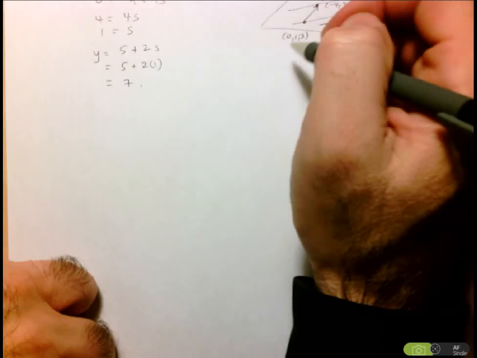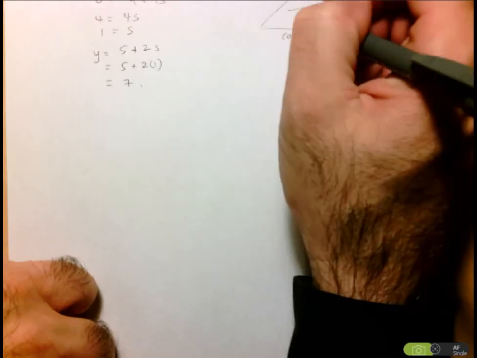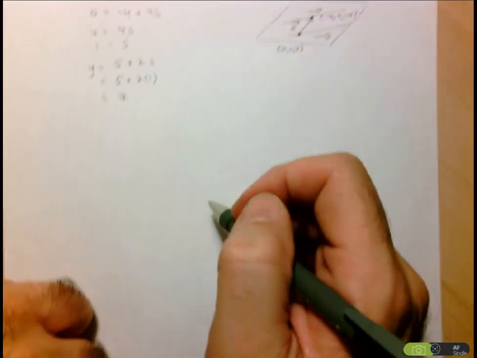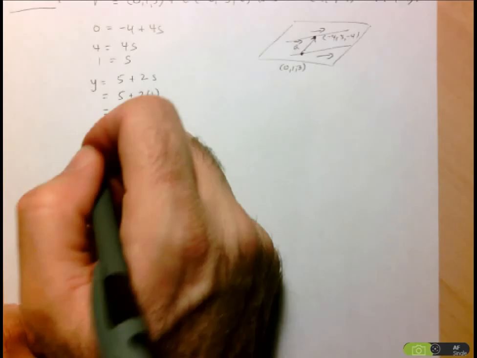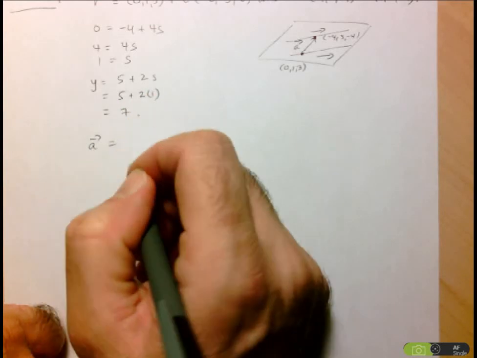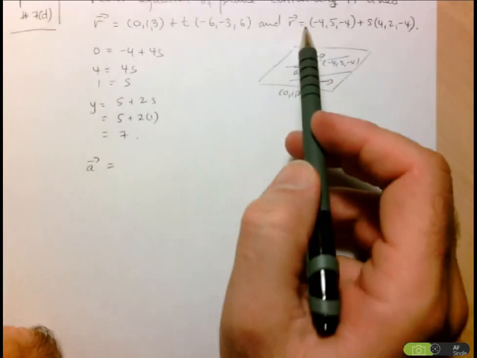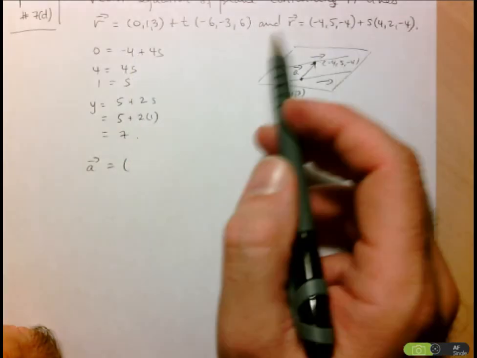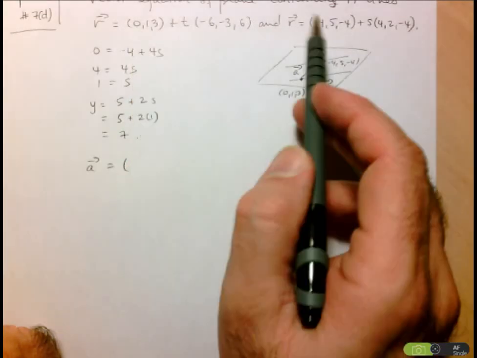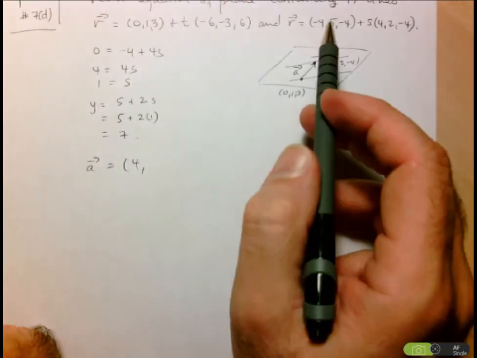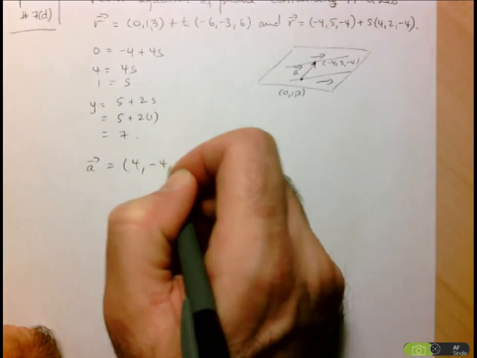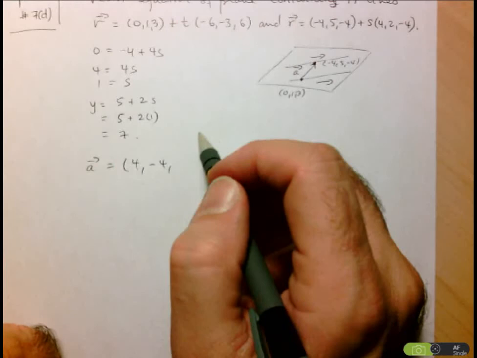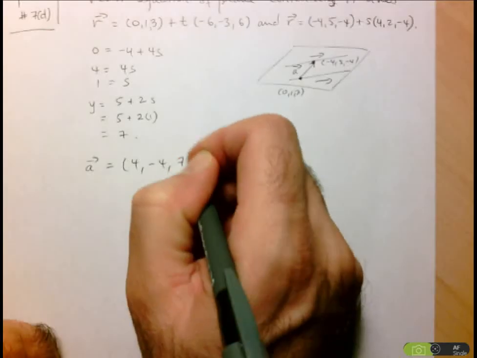Let's call this vector A. That's used for one of our direction vectors. Here's vector A, and I'll just take the vector joining these 2 points. I'll try to get rid of some of these negatives, so I'll go this way. 0 minus -4 is 4. 1 minus 5 is -4. And then 3 minus -4, so 3 plus 4 is 7.